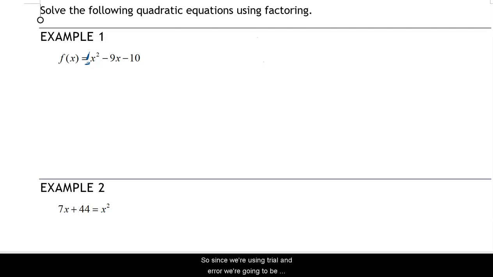So since we're using trial and error, we're going to be factoring that negative 10 to find factors of negative 10 that would add up to equal negative 9. We have lots of different factors of negative 10. You can use negative 2 and 5. We have negative 5 and 2. You have negative 10 and 1, and 10 and negative 1.